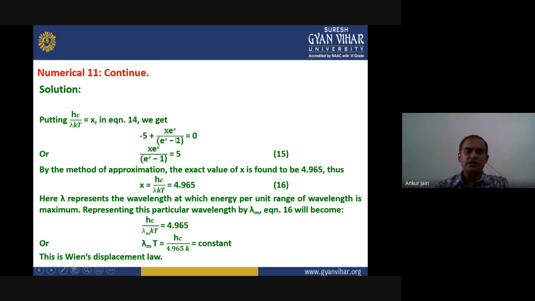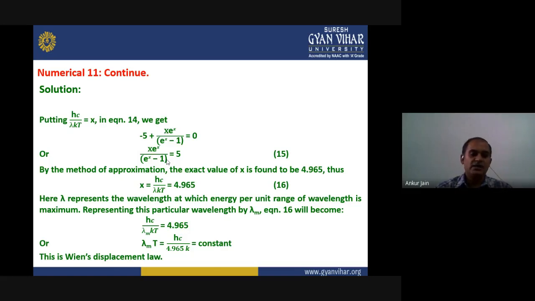Now here we can rearrange this and we get the value as x e to the power x divided by e to the power x minus 1 equals 5. Now by the method of approximation, we can solve this equation and we can calculate the value of x as 4.965. So x equals hc upon lambda kT equals 4.965.